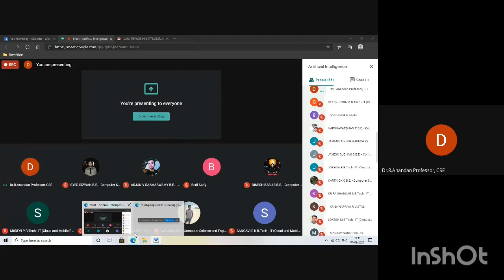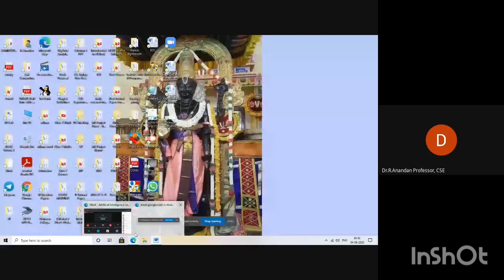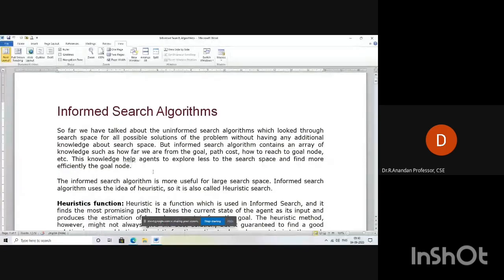Before proceeding with this, we have to know why we are coming for searches. We have already seen that we have designed an agent, a simple reflex agent or model-based agent or goal-based agent. After designing this agent, we want to make the agent solve some problem. To solve that problem, we need searching algorithms. For that only we are using two types of searches: one is uninformed search, another one is informed search.